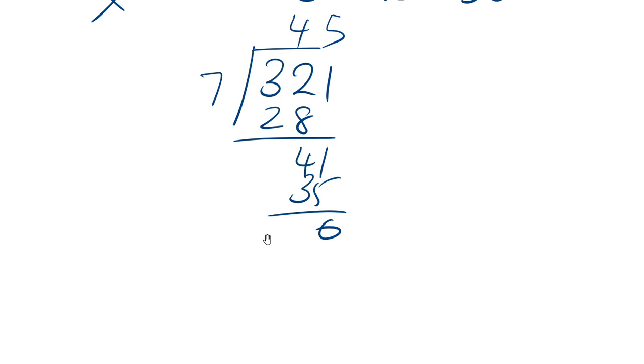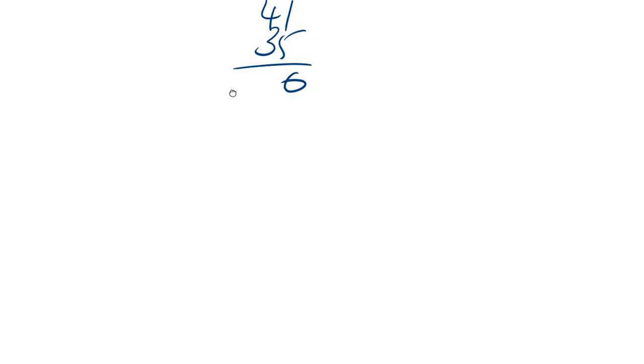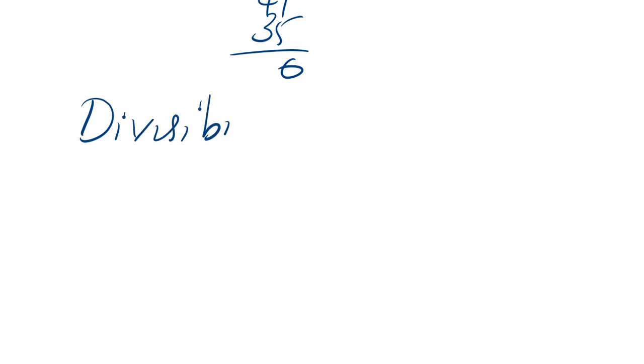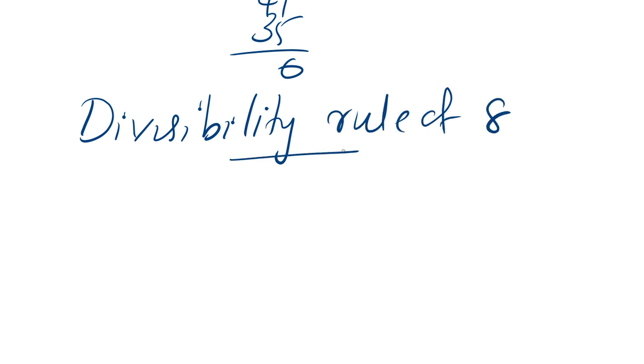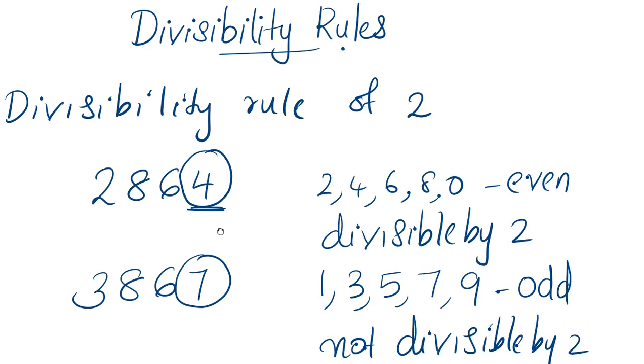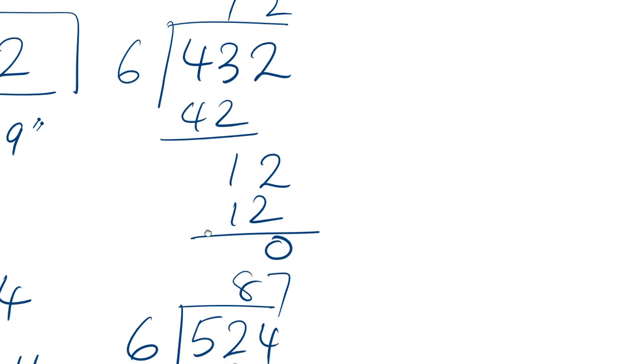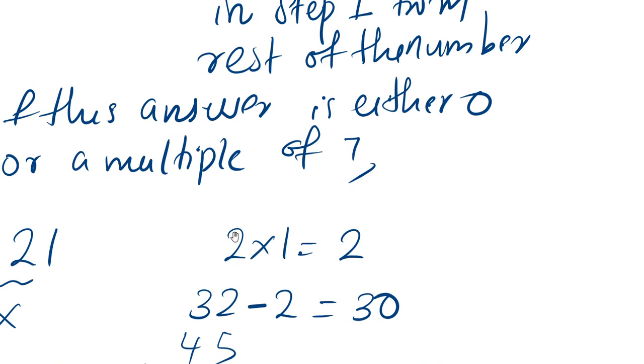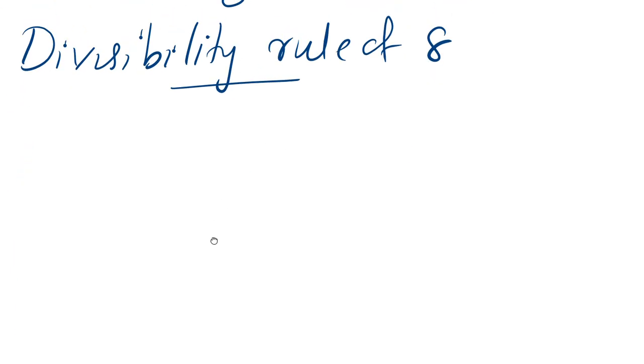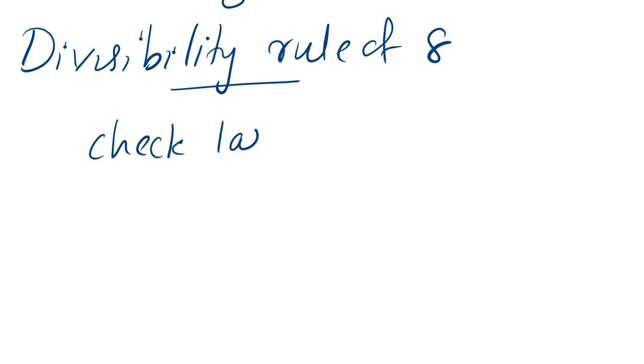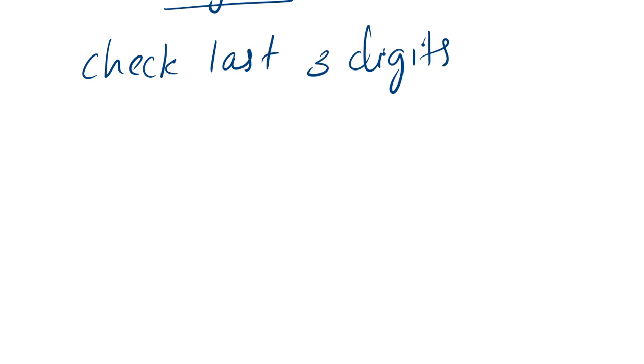Okay, then we can discuss the divisibility rule of 8. When the last 3 digits are divisible by 8, that number is divisible by 8. Check the last 3 digits. If this number is divisible by 8, then the big number is divisible by 8. We'll show an example.